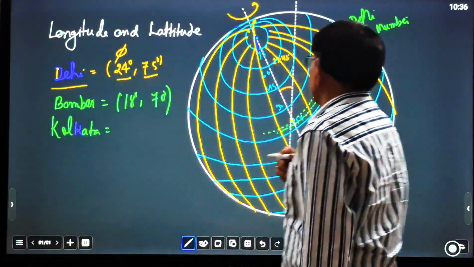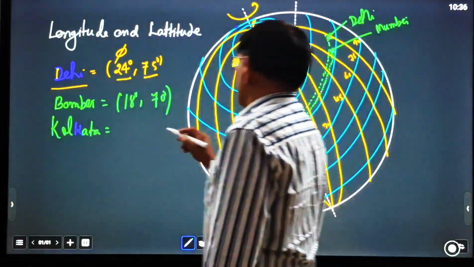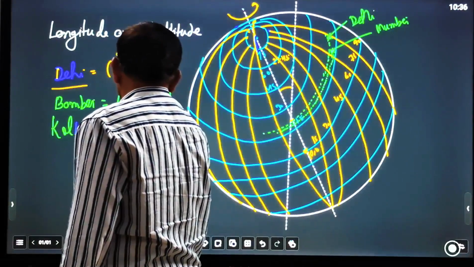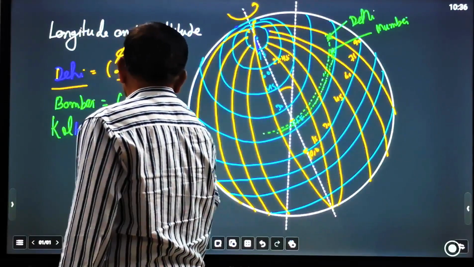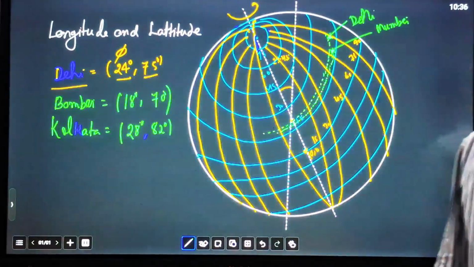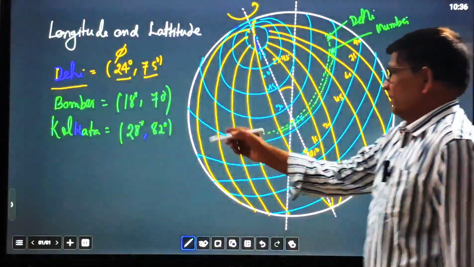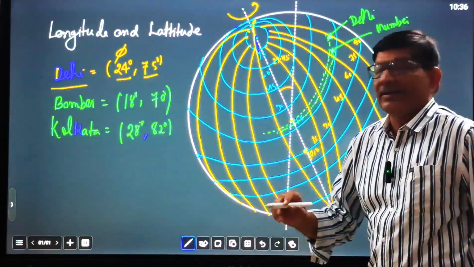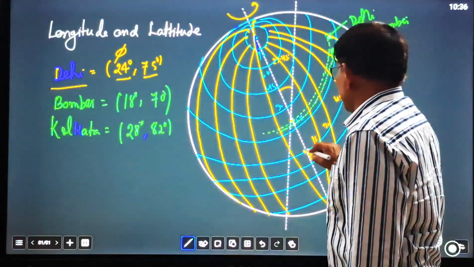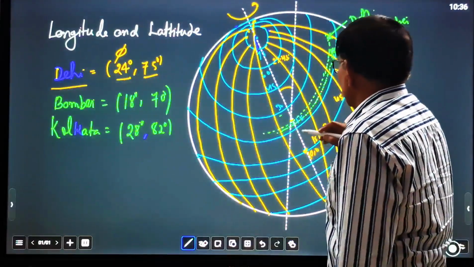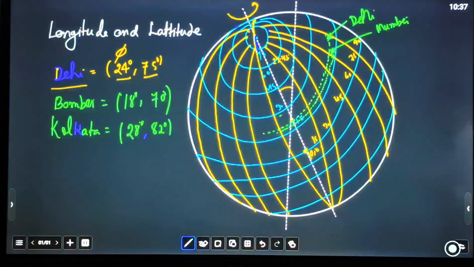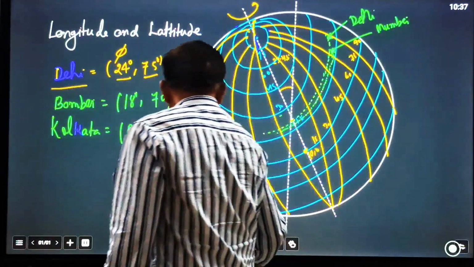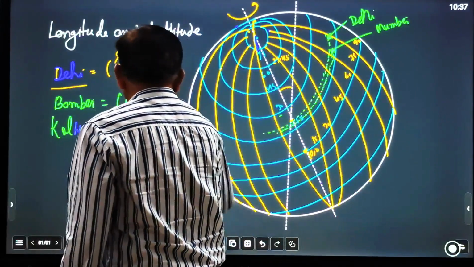Suppose you want to reach Kolkata, and the position of Kolkata is about 28 degree and 82 degree. These are arbitrarily taken values, not exact, because I don't have data at this time. For reaching Kolkata, just for example, 28 degree, almost here. I think okay, latitude will be lesser compared to Delhi. So this one is absolutely wrong here. Kolkata's latitude will be less.